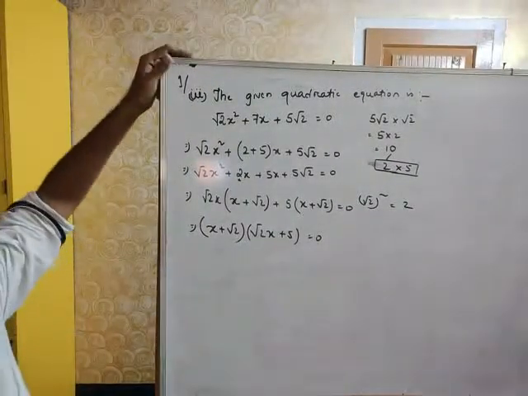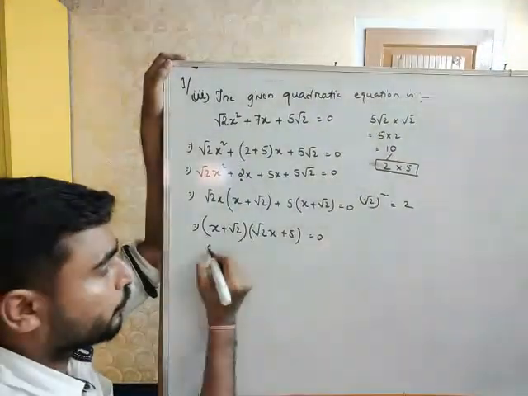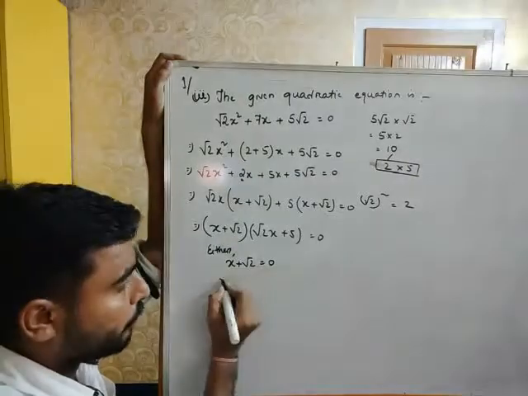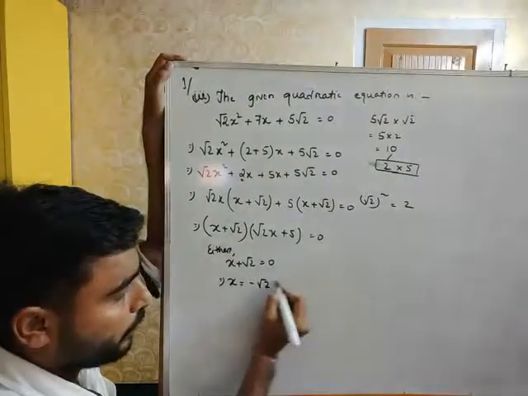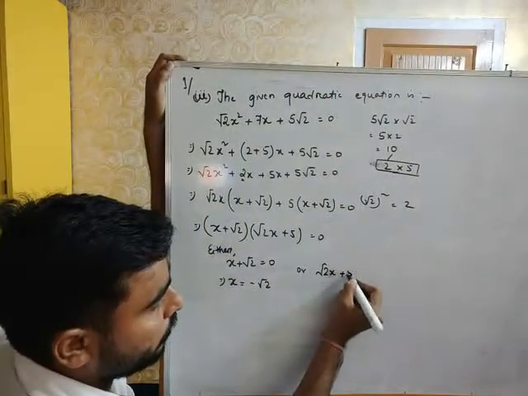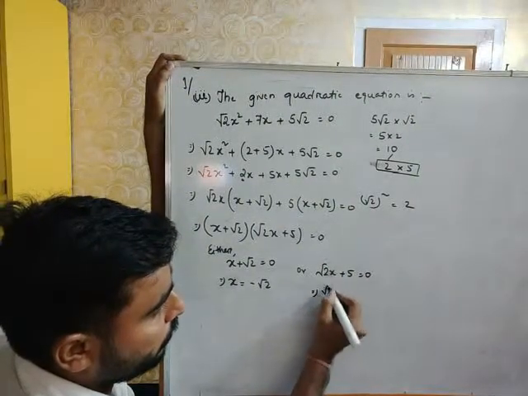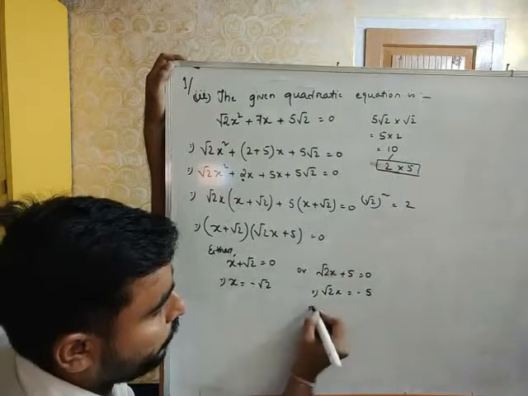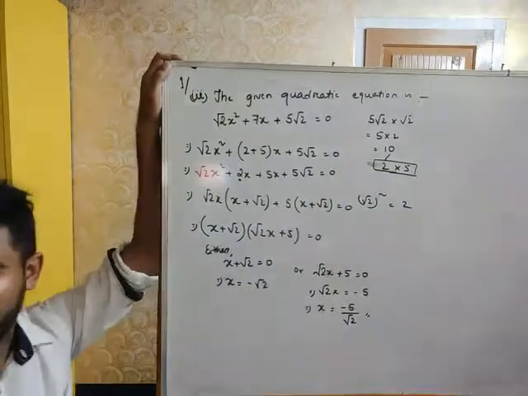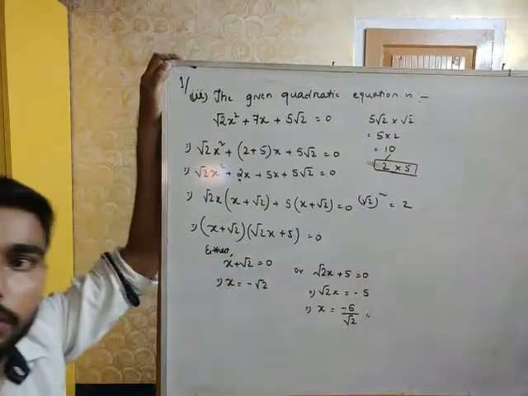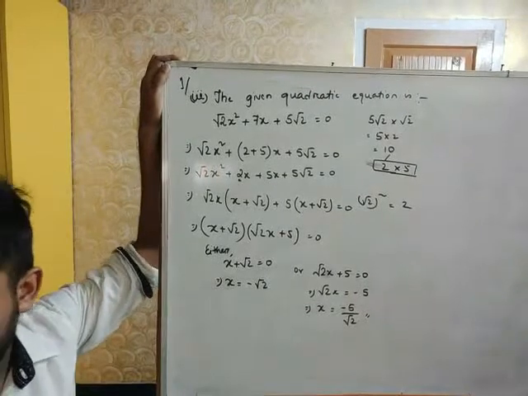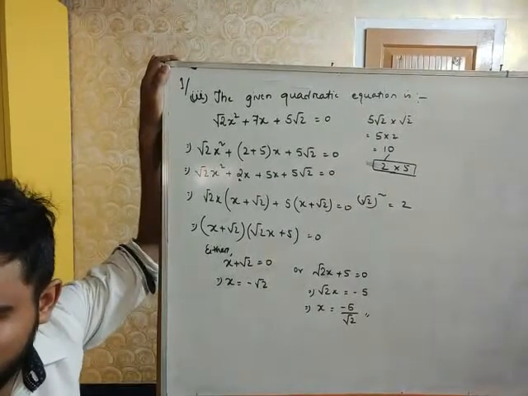Then we got two factors. This into this is equal to 0. So either x plus root 2 is equal to 0, which implies x is equal to minus root 2, or root 2x plus 5 is equal to 0, x is equal to minus 5 by root 2. Got it, all of you? Is there any doubt?